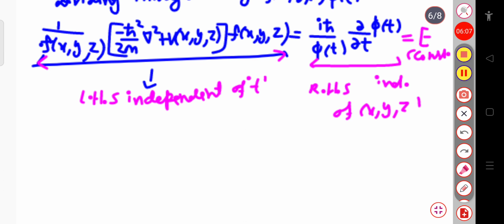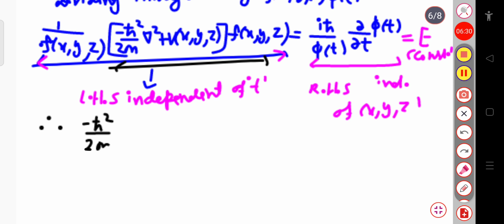Okay, now we can separate these two terms, so I can write it here. Therefore this minus h cut squared divided by 2m, that is the left hand side term, when multiplied by 1 by f of xyz, will equal E, that is E into f.